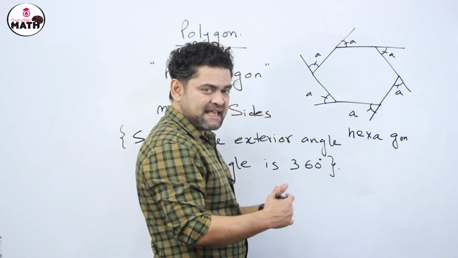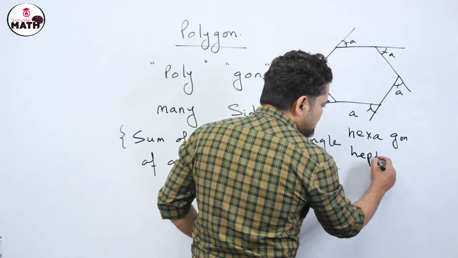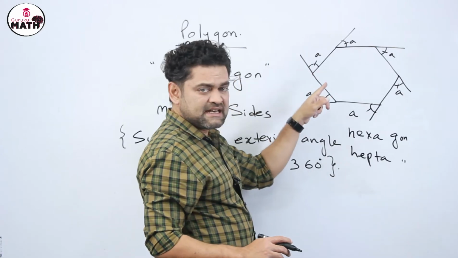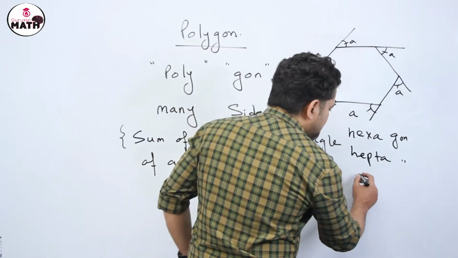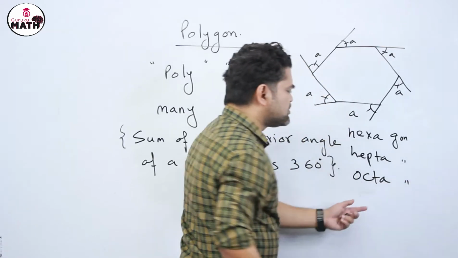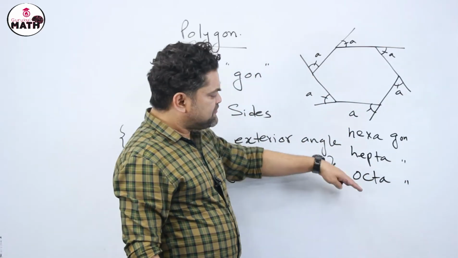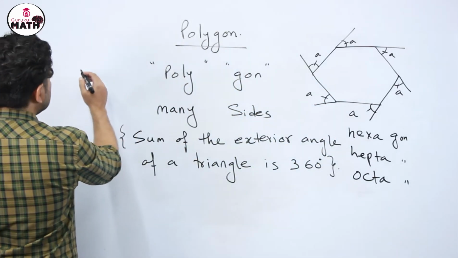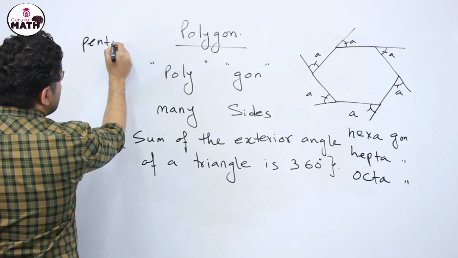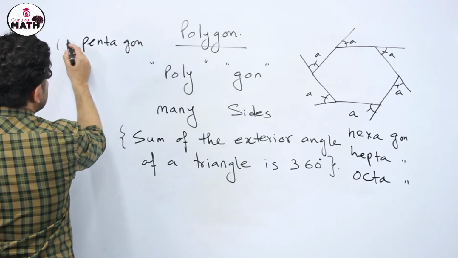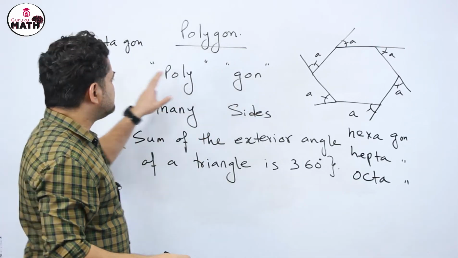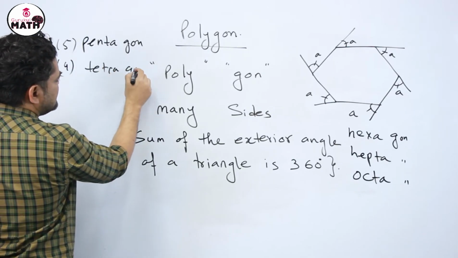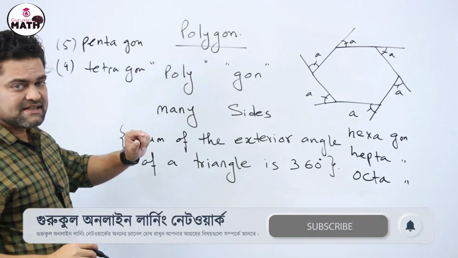If it comes up like 7, I will write hepta, and gon is always the sides. Hepta means 7. If the figure is 7-sided, then that will be a heptagon. And octa means 8, so octagon. If I go for 5, then you know what it is: pentagon. It means the figure has 5 sides. If it comes with 4 sides, then what will I write? Tetragon. And for the triangle, it's the trigon.